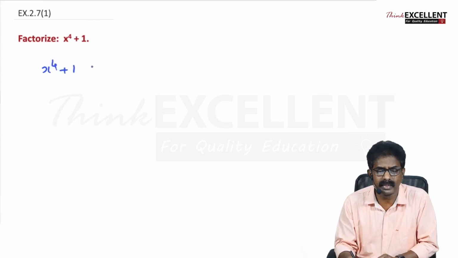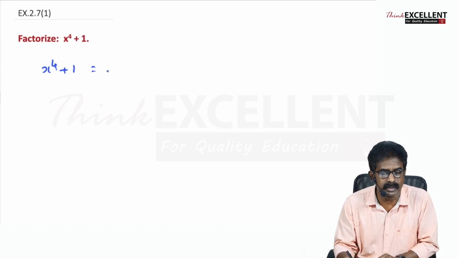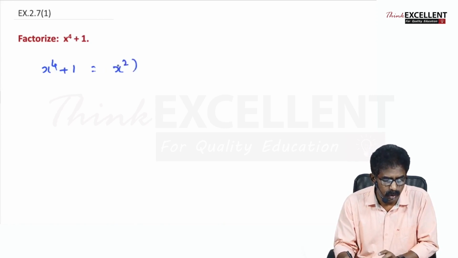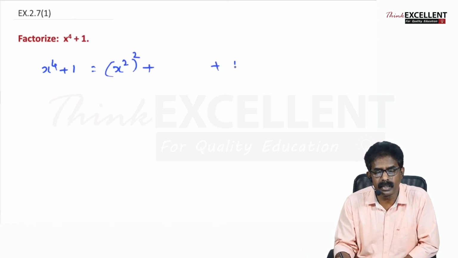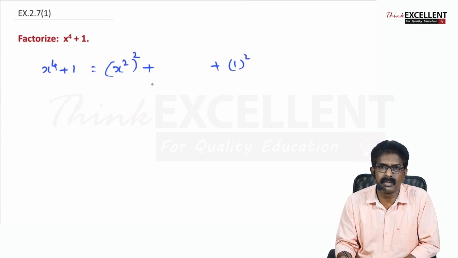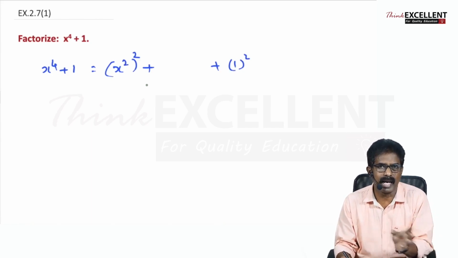So we have to factorize it. Please listen, we do in a different way. Please listen here. First one, x raised to 4 can be written as x square the whole square. Plus 1 can be written as 1 square. If I want to factorize something, I want something whole square and also add and subtract a term.